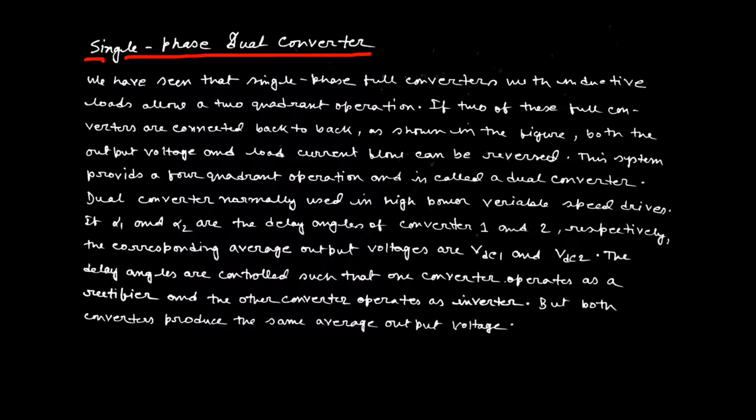If alpha 1 and alpha 2 are considered as the delay angles of converter 1 and converter 2 respectively, the corresponding average output voltages are VDC1 and VDC2. Suppose the delay angles are controlled such that one converter operates as a rectifier and the other works as an inverter. That is why both converters can produce the same average output voltage to the load. This can be further explained by a proper circuit diagram, which is given in the next slide.